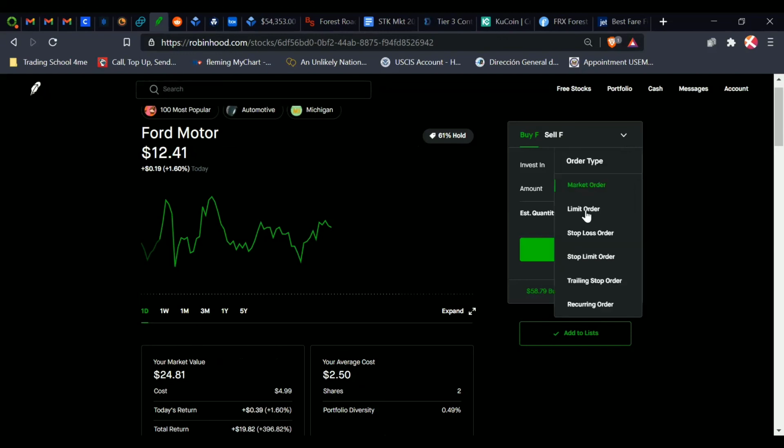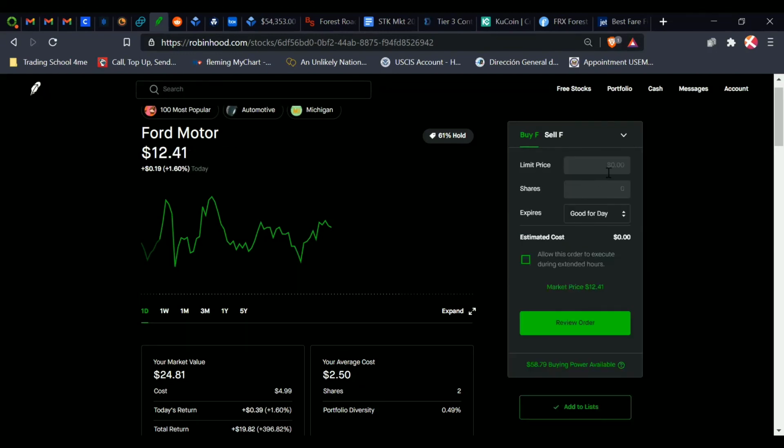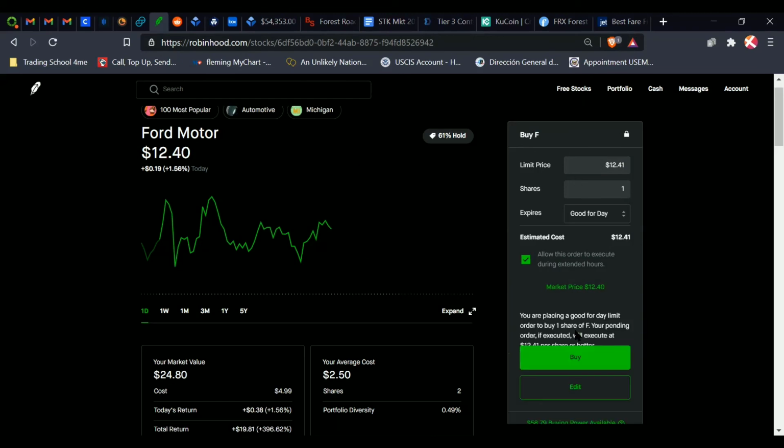So you could do a limit order, as I like to do, because limit will fill in at your rate and not at the rate that is out there being thrown at you, which you saw I got a horrible fill because I filled at the market order. Good for the day. It should also give me good until canceled. Let me just see. Good for day. If your order doesn't execute, it'll expire at market close. Or allow this order to execute during extended hours. So there we go. I just have to review the order, review, and then buy. So that's it. That's all you do.